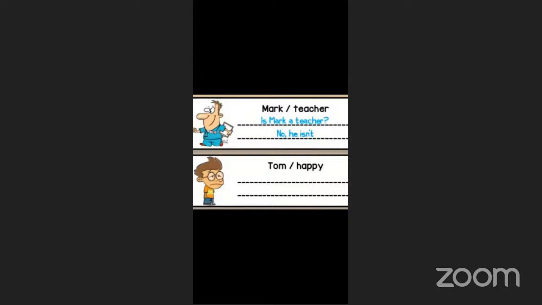Tom happy. Look at Tom's face. Do you think that he has a happy face? When you are happy, you must have a smile on your face, right? But Tom doesn't have a smile on his face. So ask the question. How do you ask? Is Tom happy? You have to use the be verb is there, because there you have only one person.